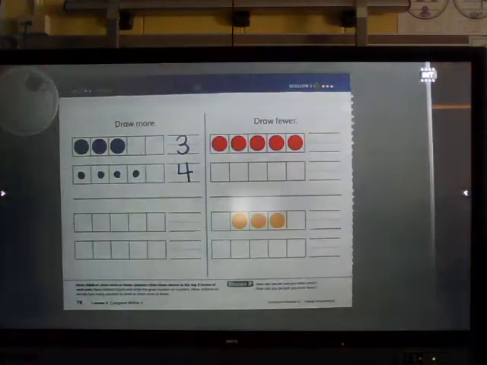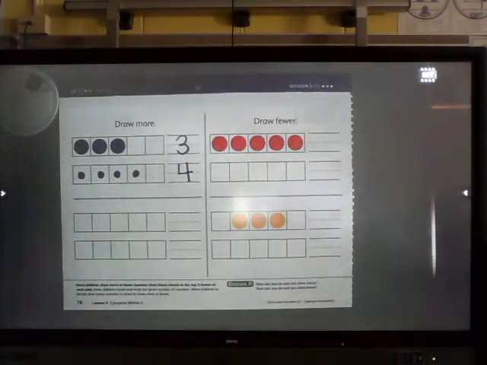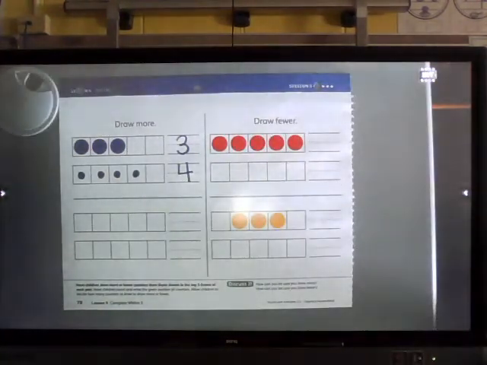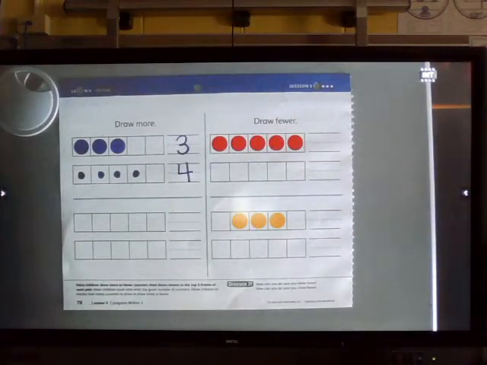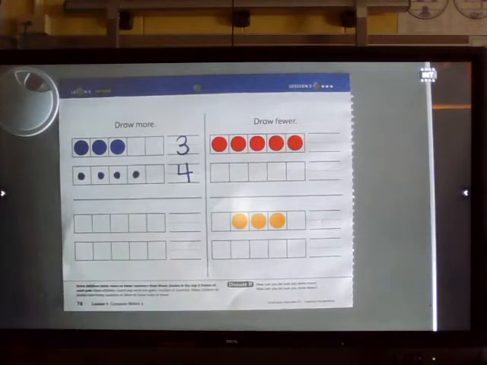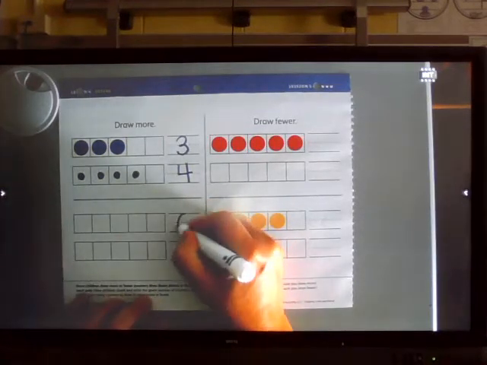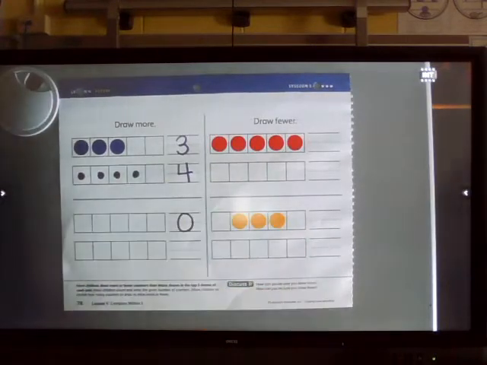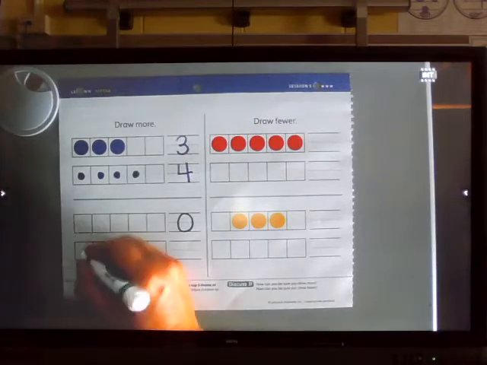Now check out this next 5 frame. How many are in that 5 frame right here? You're right, 0. Zip, zilch, nada, nothing. It is a big old 0. So no matter how many I draw in there, I'm going to have more than 0.